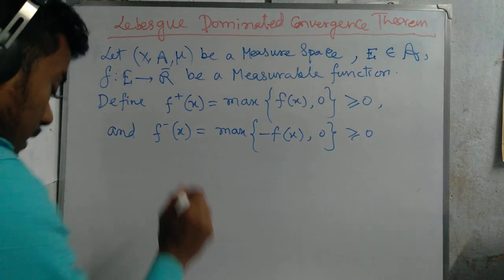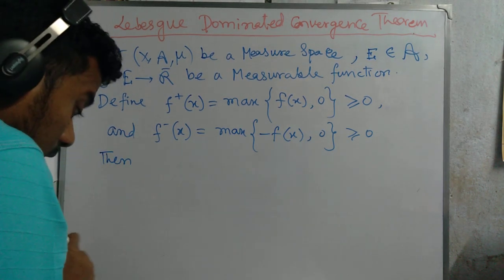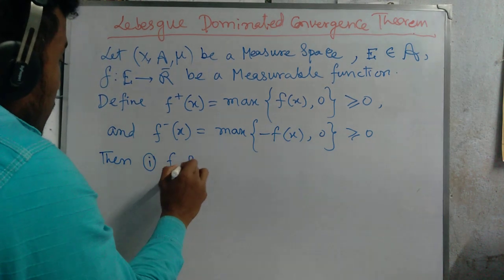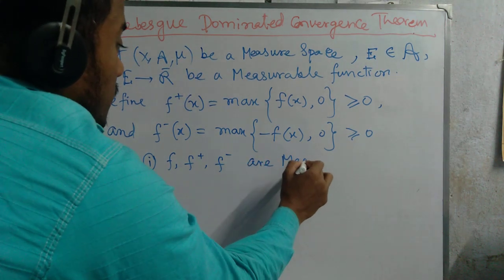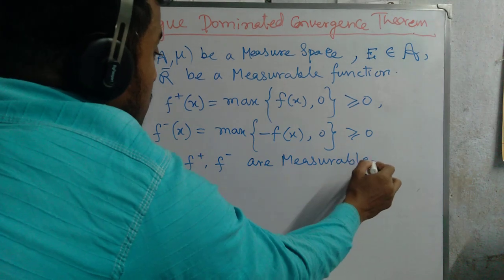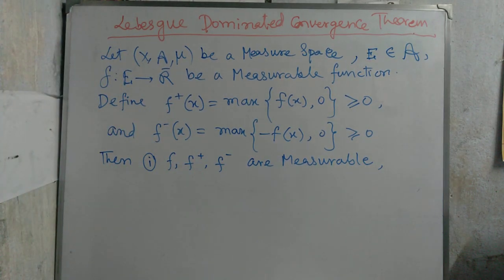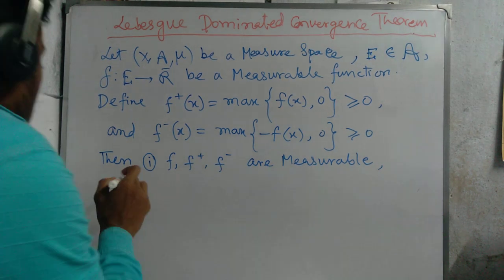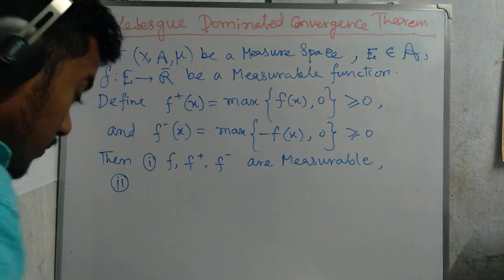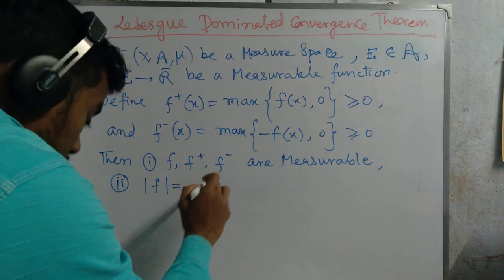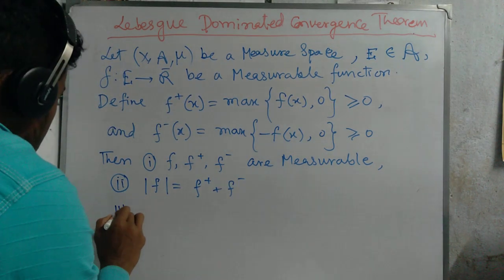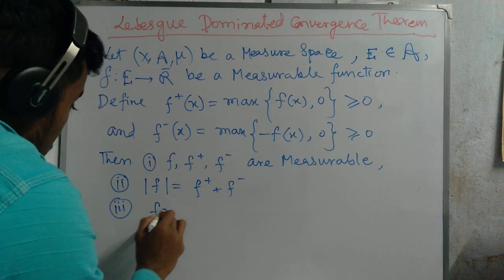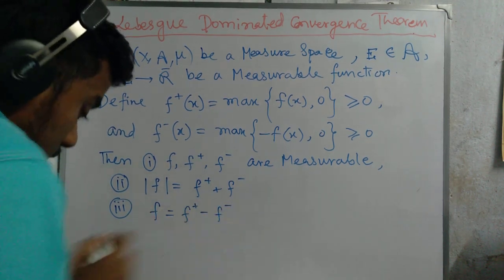Next, we also write here: since f is a measurable function, f plus and f minus are measurable. The second property is that mod f equals f plus plus f minus. And the third is that f equals f plus minus f minus.